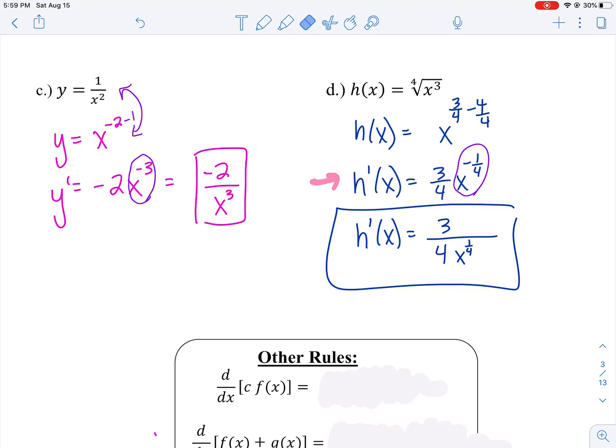All right, make sure you do a few practice problems with your constant rule and your power rule because we're going to get harder and harder and harder as we go through.